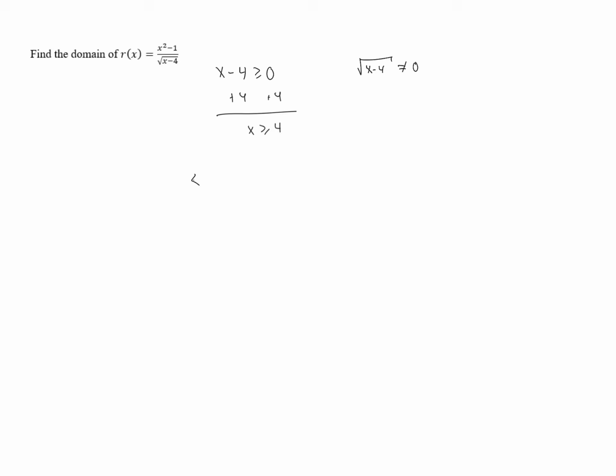So on the number line, that would be everything to the right of 4, and also including 4. And this would be the domain if this was the only thing we had to worry about, but we also need the denominator to not equal 0. So we can square both sides of that equation. That gives us x minus 4 is not equal to 0. And if you add 4 to both sides, you get x cannot equal 4.